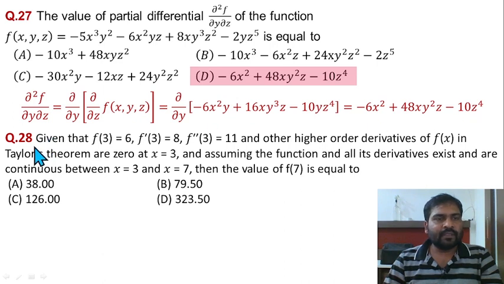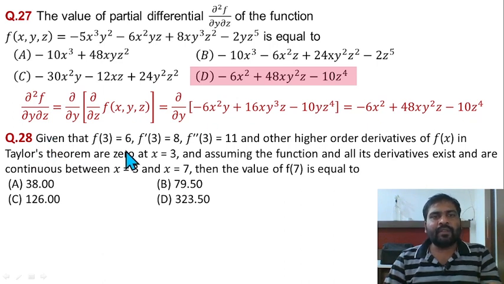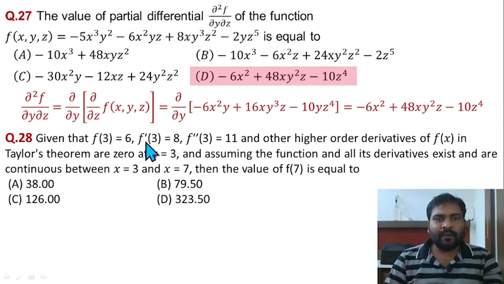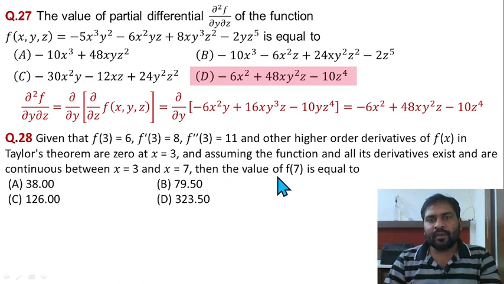Question 28. Given that f3 equal to 6, f prime 3 equal to 8 and f double prime at 3 equal to 11, and other higher order derivatives of fx in Taylor's theorem are 0 at x equal to 3, and assuming the function and all its derivatives exist and are continuous between x equal to 3 and x equal to 7, then the value of f7 is equal to.